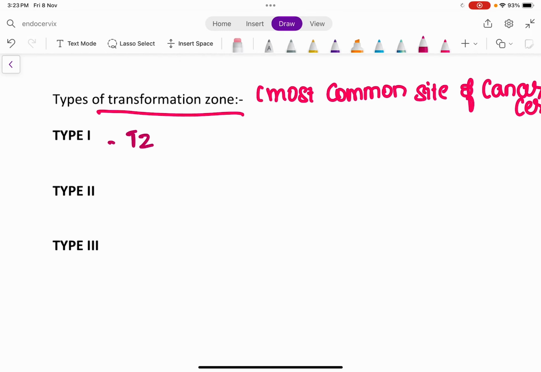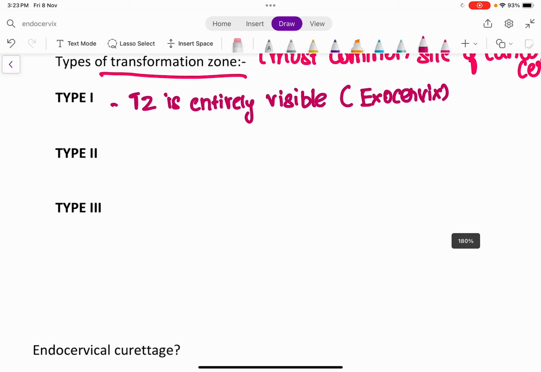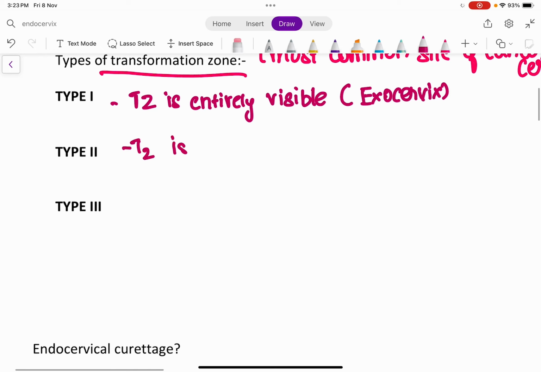Type 1 transformation zone is where the transformation zone is entirely visible, right? The transformation zone is entirely visible, and this transformation zone is present in the exocervix only. Type 2 is where the transformation zone is again entirely visible, but it has an endocervical component along with the ectocervical component. Is that clear? Type 1 and type 2, the transformation zone is entirely visible, right? Type 1 is the transformation zone is present only in the exocervix, but in type 2, it has an endocervical component in addition to the exocervix.